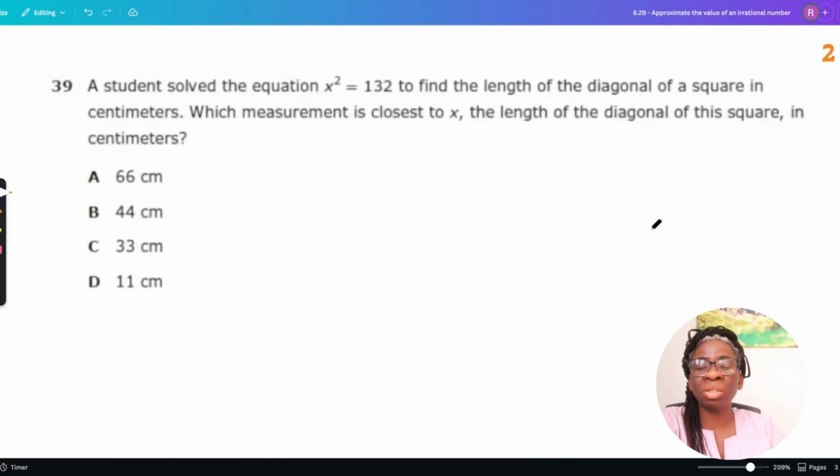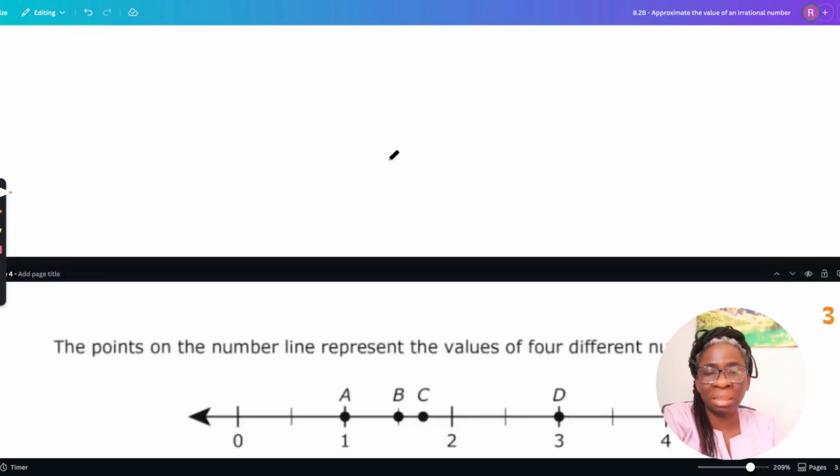So now a student solved the equation x squared equals 132 to find the length of the diagonal of a square in centimeters. Which measurement is closest to x? We are still talking about the area of a square, and calculating the length. So the same way I calculated the first one, calculate this. Find the approximate length in centimeters.